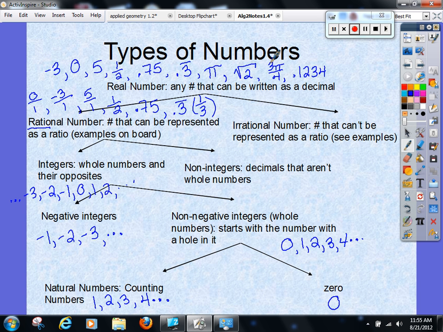Okay, how about this? 3 pi over 4. This looks like a fraction. It is not rational though because pi is part of it, and pi cannot be written as a ratio of two numbers. Pi over 1, you could say, is a fraction, but I can't just get pi by itself, and that's what I need to happen. So the most famous irrational number is pi.